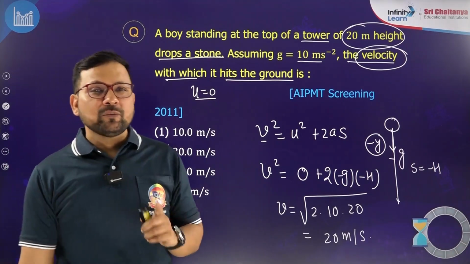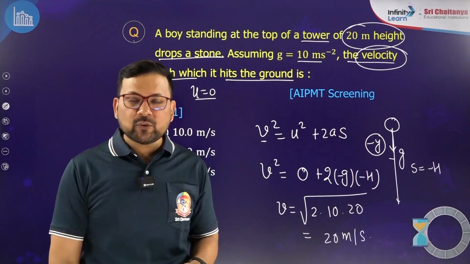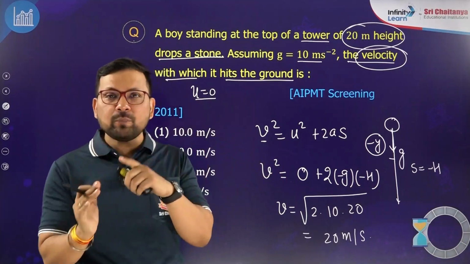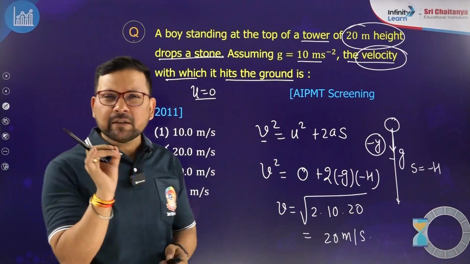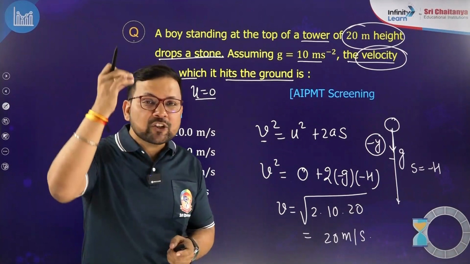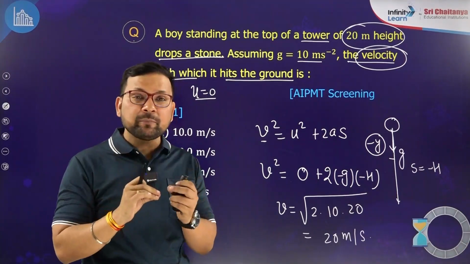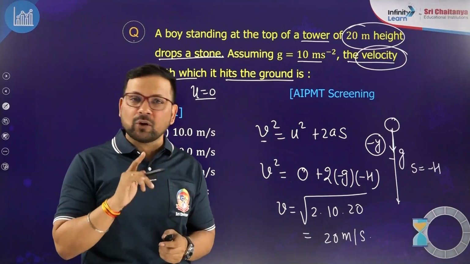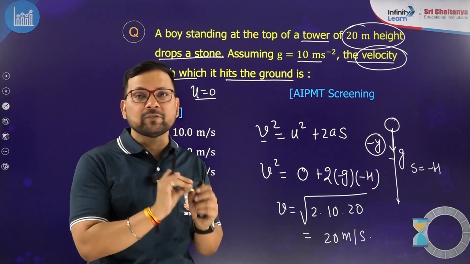So you will see in most of the questions, the 1D equation will be used, sign convention will be used, and drop or projected up. In drop, just a little thing we have to think: the initial velocity, what is it? We cannot blindly take it as 0 all the time. In most questions it will be 0, but not always. So this should be a habit of checking.